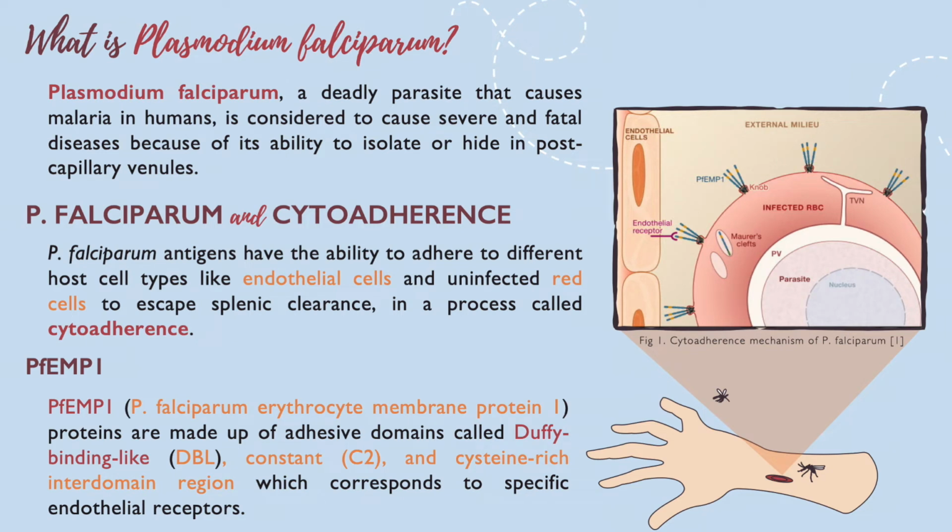The thing about these parasites is that they possess cytoadherence, making them hard to eliminate from the body. However, there's a way to locate them. The antigen PfEMP1 has adhesive domains that react to particular endothelial receptors.